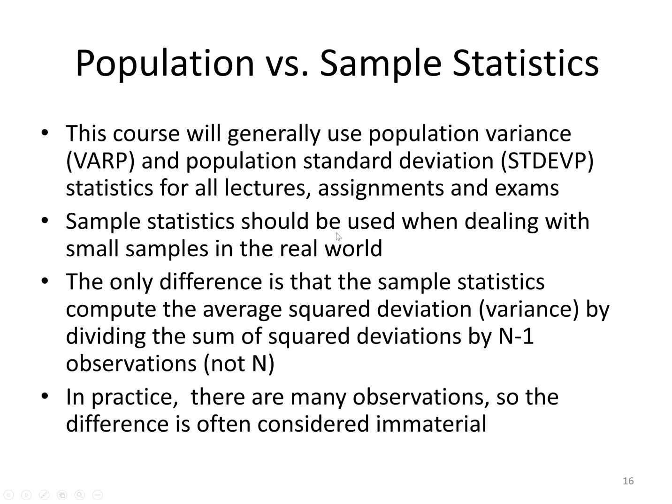Now, sample statistics should be used when dealing with small samples in the real world. The only difference is, think about when we calculated variance for Capital One. I took the average squared deviations from the mean. In other words, if there are 70 observations, I would add up the 70 squared deviations from the mean and divide by 70. That is the population statistic. Now for the sample statistic, I would simply divide by n-1 observations. In other words, I divide by 69 and I would get a little bit higher number.